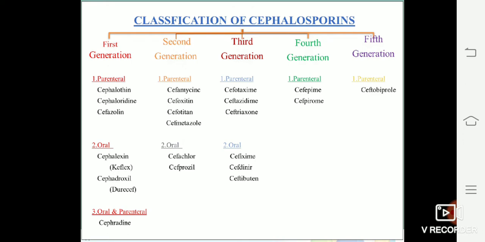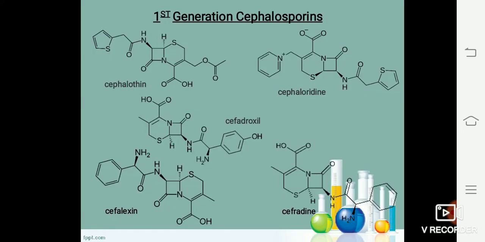Third generation, in the parenteral route, drugs are cefotaxime, cefmenoxime, cefoperazone. Oral routes are cefixime, cefdinir, ceftibuten. The fourth generation is given by only the parenteral route, that is cefepime and cefpirome. And the fifth generation is also given by the parenteral route, that is ceftobiprole. These are the classification of the cephalosporin.